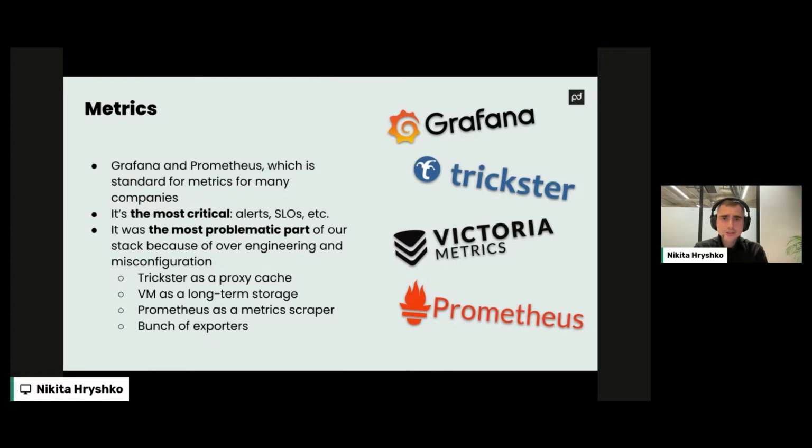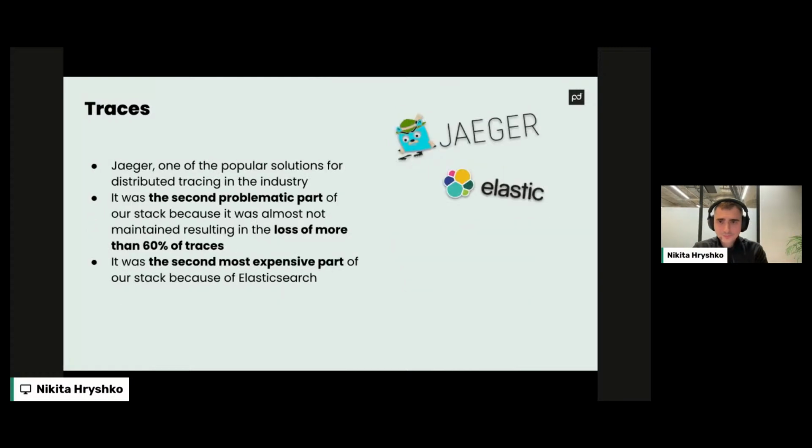For instance, we implemented Trickster as a proxy cache for querying, but it was unfortunately poorly configured, leading to prolonged queries and even timeouts during the execution. And instead of providing assistance, it ended up making the situation even worse.